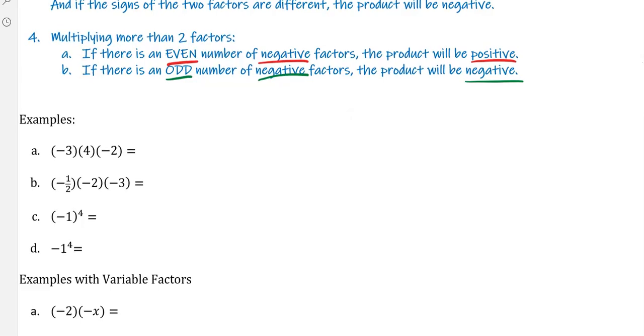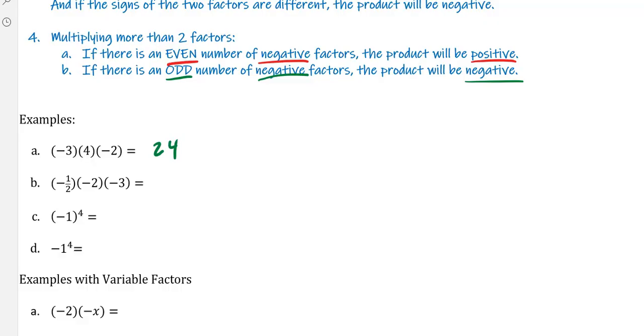First of all, we've got negative 3 times positive 4 times negative 2. How many negative signs do you see? I see 2 of them. That means we're going to have a positive product. And so now all we have to do is multiply the factors. 3 times 4 is 12, times 2 is 24. Positive 24.